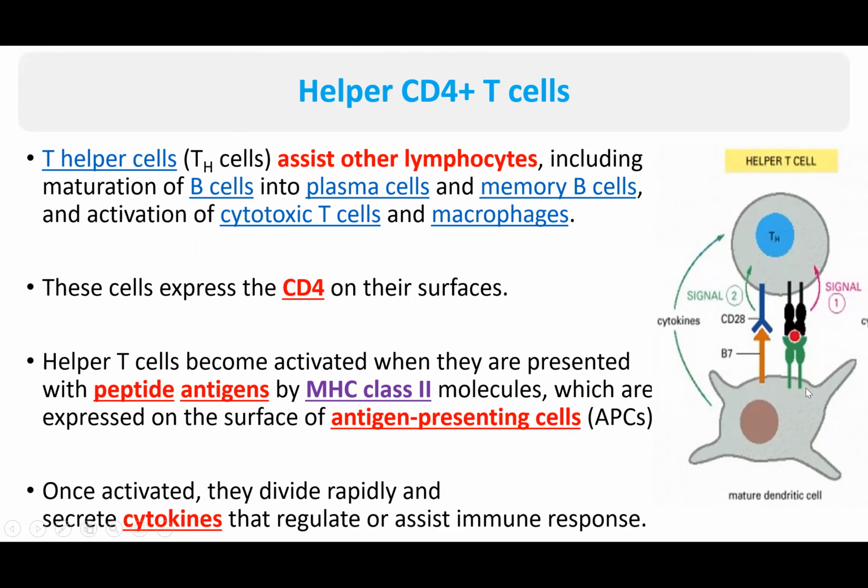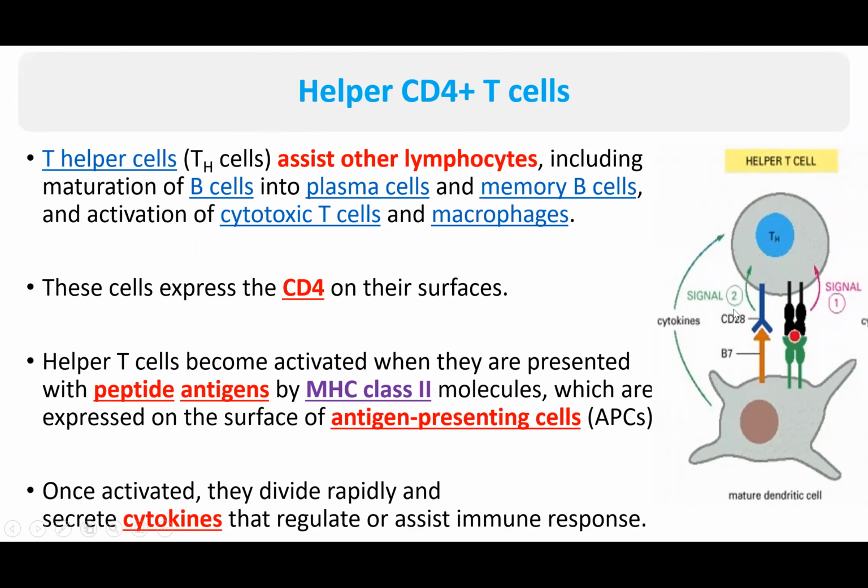Here comes signal 1. Signal 1 comes from the interaction of the TCR, or T cell receptor, of the helper T cell with the peptide antigen-major histocompatibility complex on the surface of the dendritic cell. But till now, the T helper cell is not active. It needs another signal, which is signal 2.